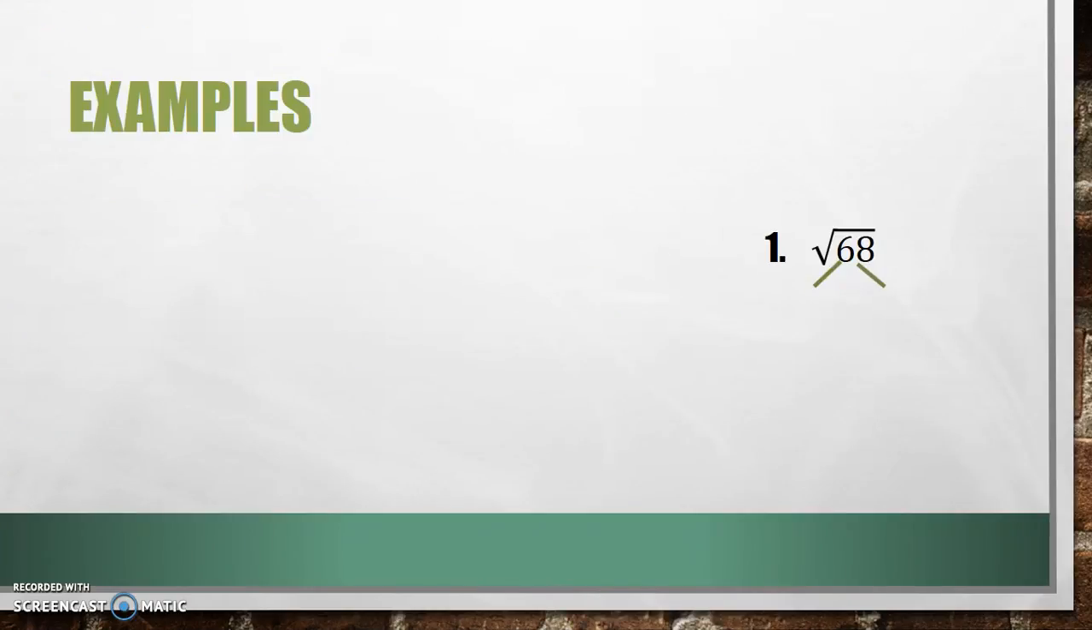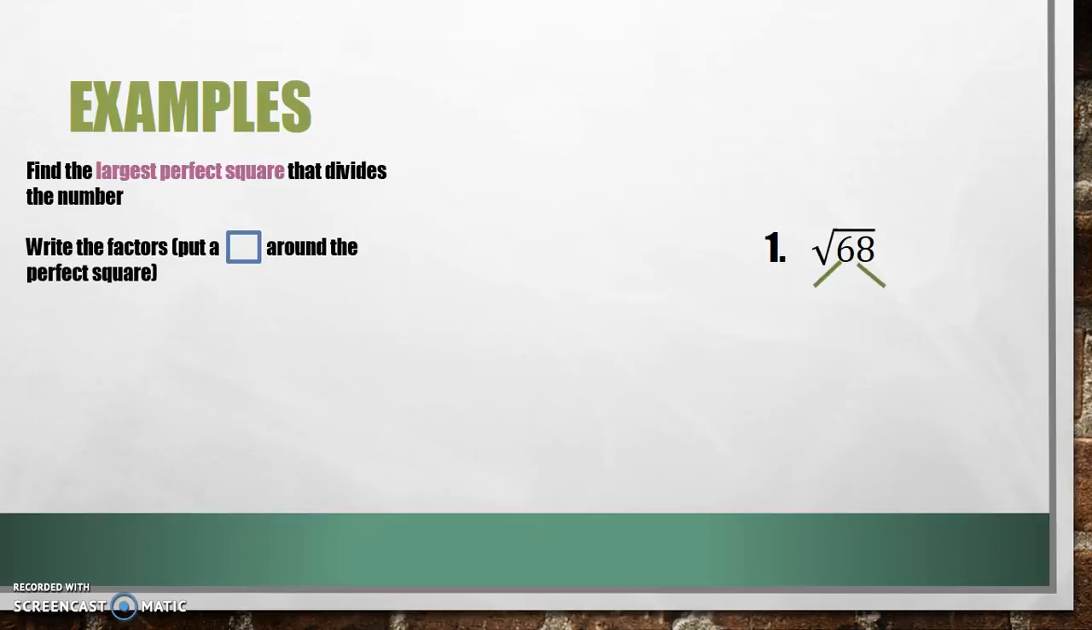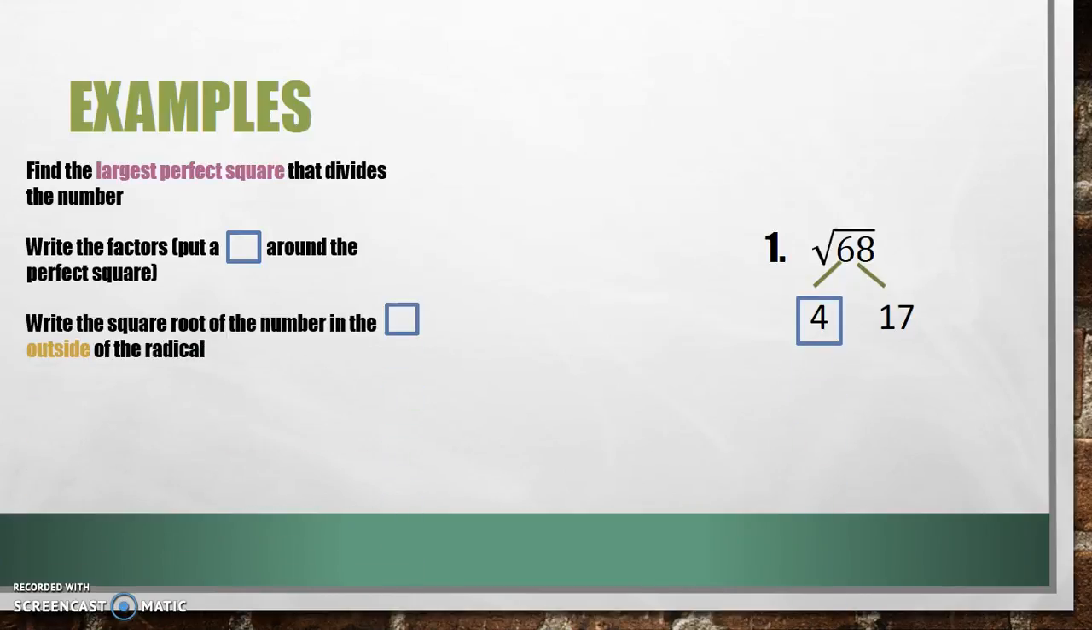So here's an example. We have the square root of 68. Find the largest perfect square that divides the number. And write the factors, putting a square around the perfect square. So we've got 4 times 17, because 4 is the largest perfect square that divides 68. We put a square around the 4, and now we write the square root of the number in the square outside the radical. So the square root of 4 is 2, and we put the 17 on the inside.